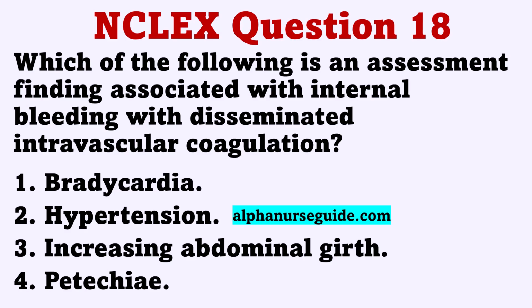Which of the following is an assessment finding associated with internal bleeding with disseminated intravascular coagulation? 1. Bradycardia. 2. Hypertension. 3. Increasing abdominal girth. 4. Petechiae. The correct answer is 3. As blood collects in the peritoneal cavity, it causes dilation and distension, which is reflected in increased abdominal girth. The client will be tachycardic and hypotensive. Petechiae reflect bleeding in the skin.